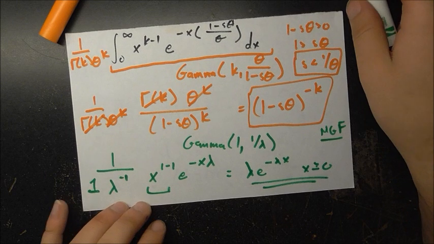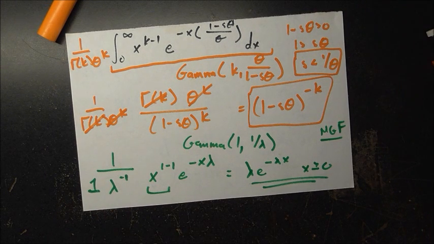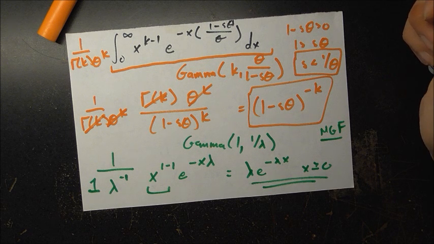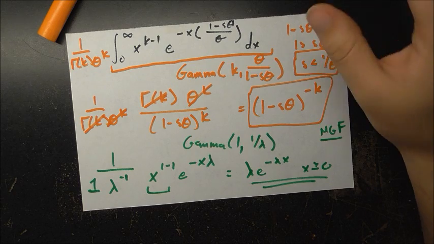So it's very interesting how the exponential distribution is a special case of the gamma distribution. And when we talk about chi-squared random variables, if you go to that video, you're going to see that chi-squared is also a special case of the gamma distribution.